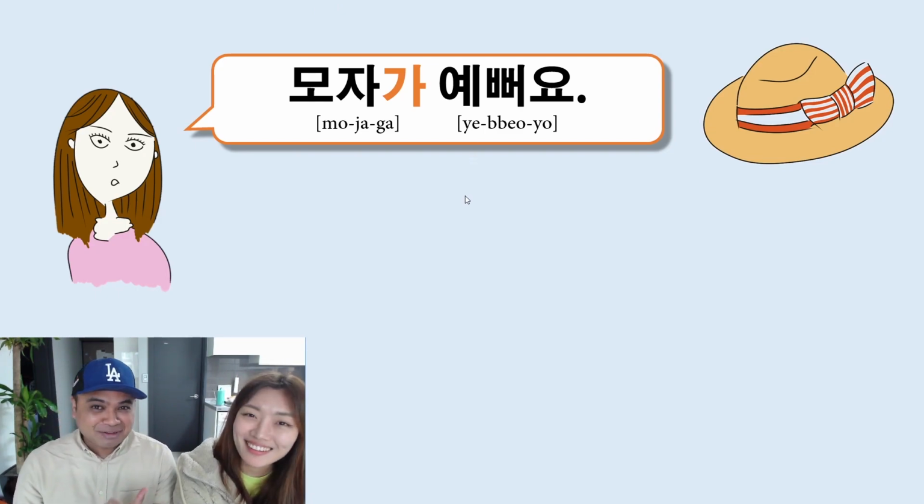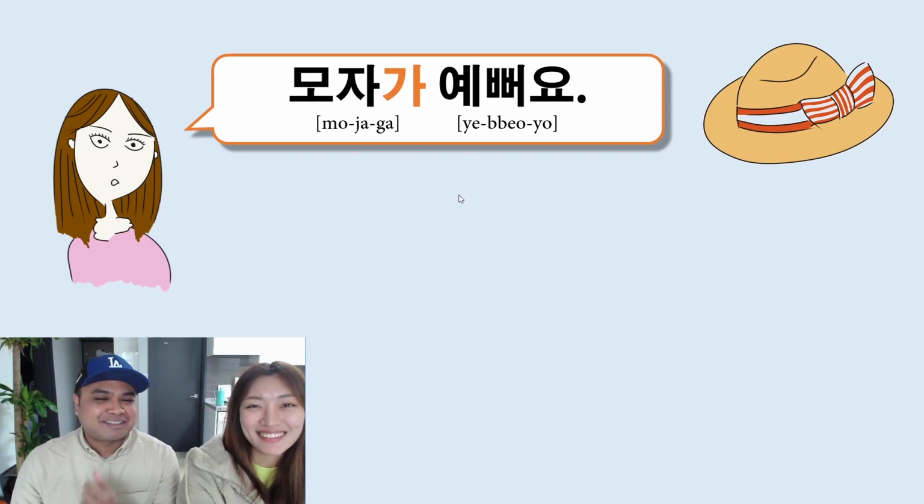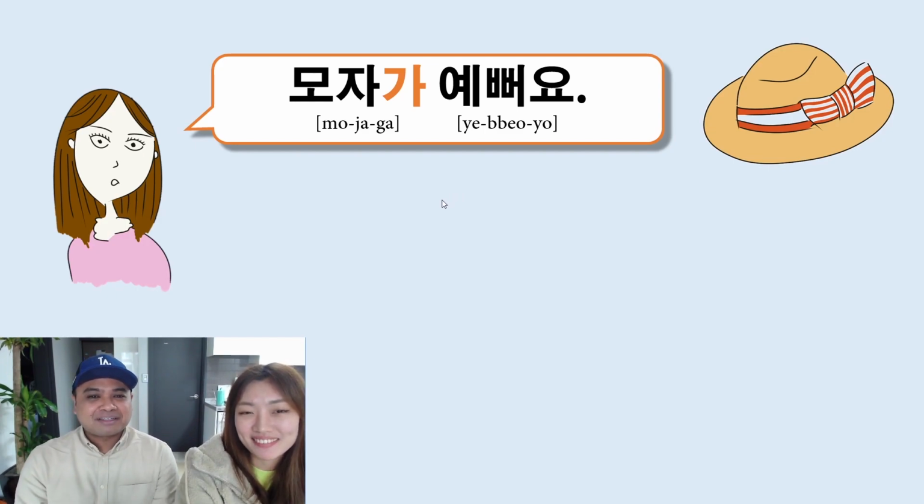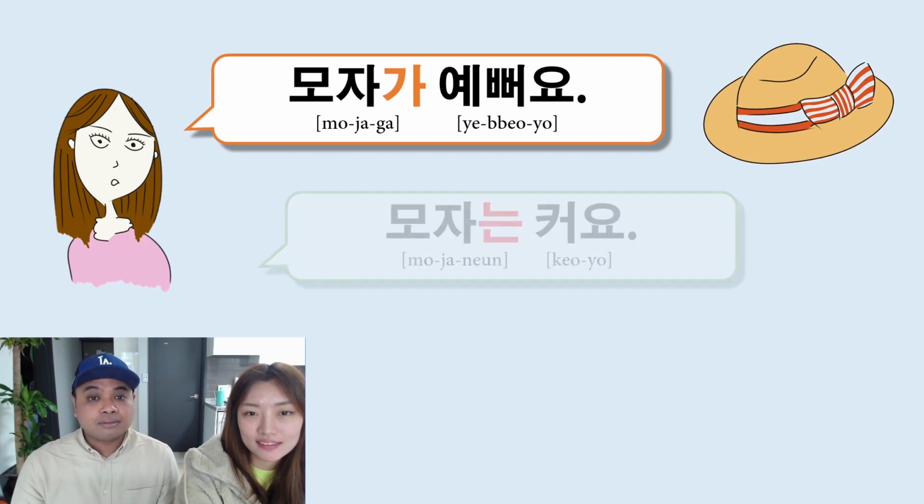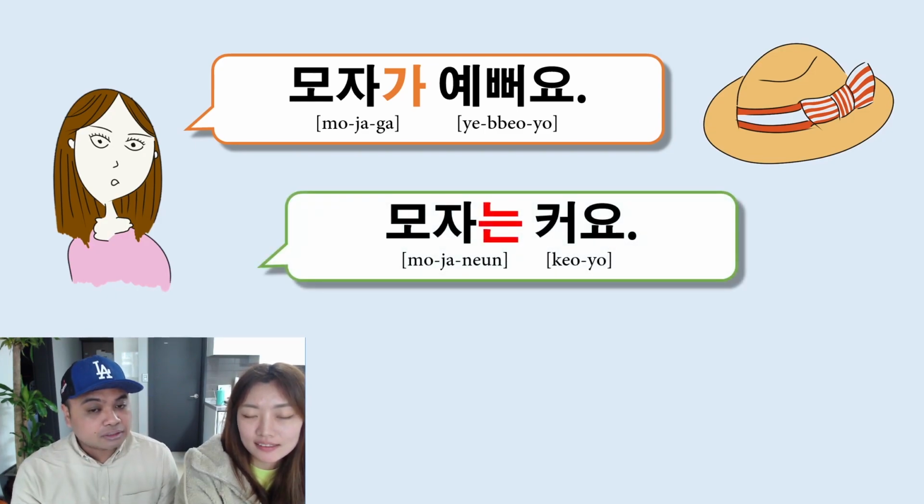Now here's Donna making her face. She's like, is that correct? Okay. And now she wants to keep talking about the hat. She wants to continually talk about the hat. So instead of using 가, she's going to use 는.